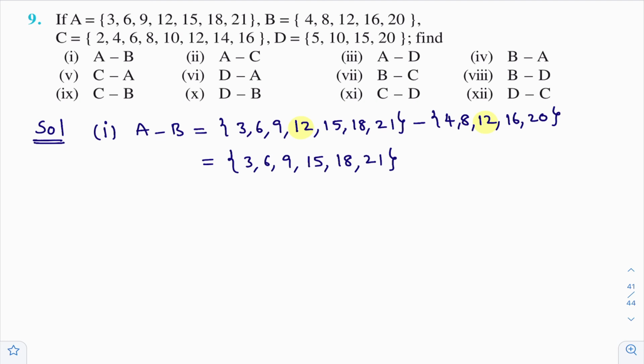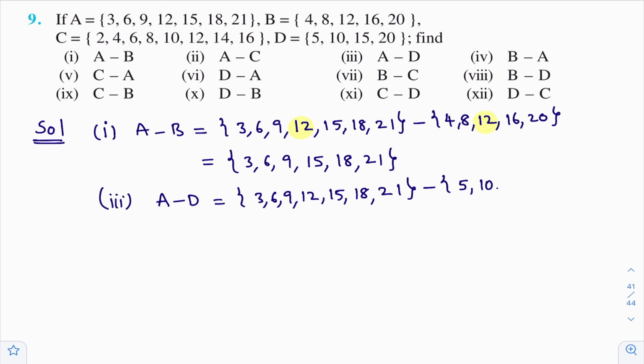Now similarly, A minus C, A minus D, B minus A. I'll calculate A minus D. Third bit is A minus D. First, I'll write set A. What is set A? 3, 6, 9, 12, 15, 18, 21, minus set D. What is set D? Set D is 5, 10, 15, 20.